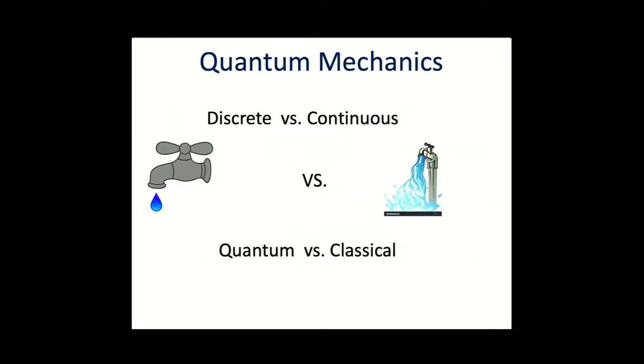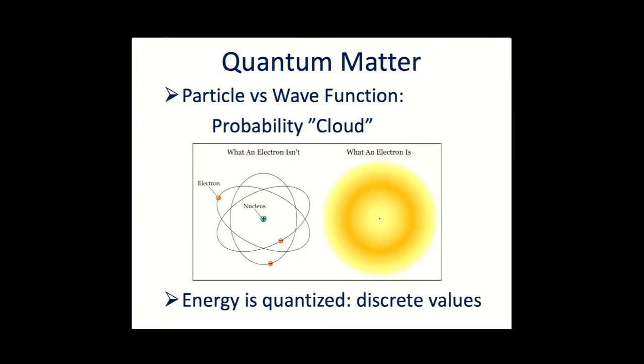So quantum mechanics, I'm going to change gears here a little bit. Quantum mechanics is making something that happens in discrete bits, like the dripping of the water from this faucet, versus the classical, which is continuous, which is this water pouring out of the faucet. And that's what we're going to talk about now, and talk about quantum matter.